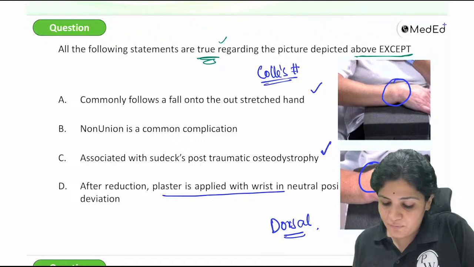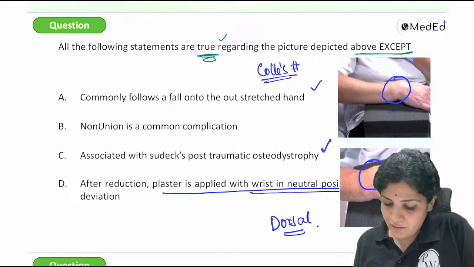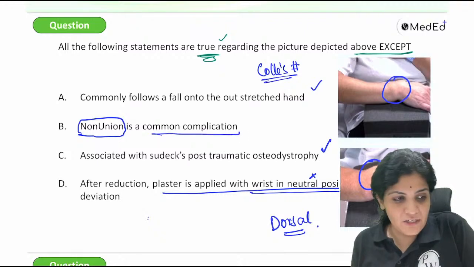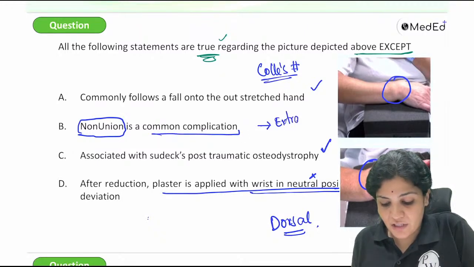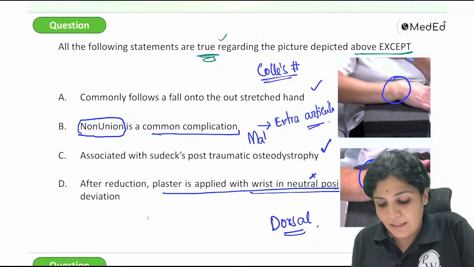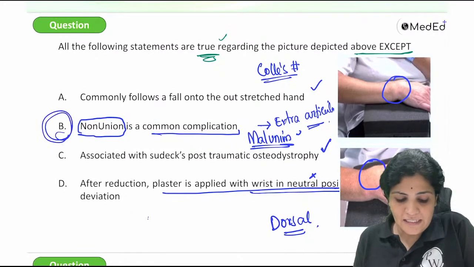And after reduction, the wrist is in neutral position, and what deviation have they given? But it is not in neutral position for sure. And here non-union is not a common complication. As we discussed yesterday, it is an extra-articular fracture. So what is the most common complication? Yes, that is malunion. Malunion is most commonly seen, not non-union. So the answer is B.